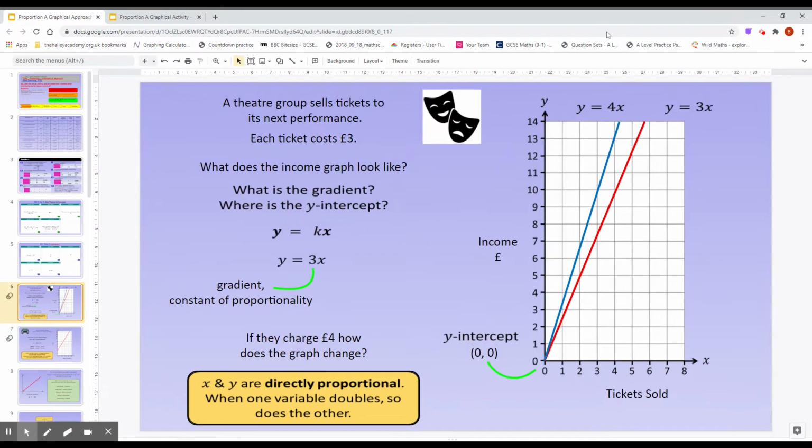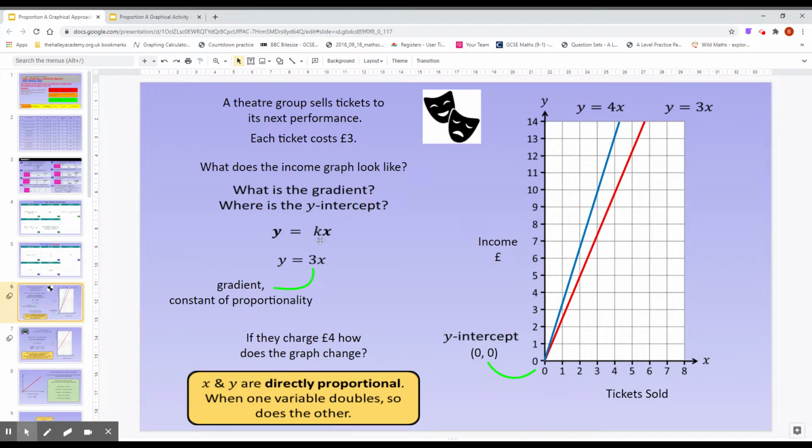Now let's look at an example question. A theatre group sells tickets to its next performance. Each ticket costs £3. What does the income graph look like? What is the gradient? What is the y-intercept?